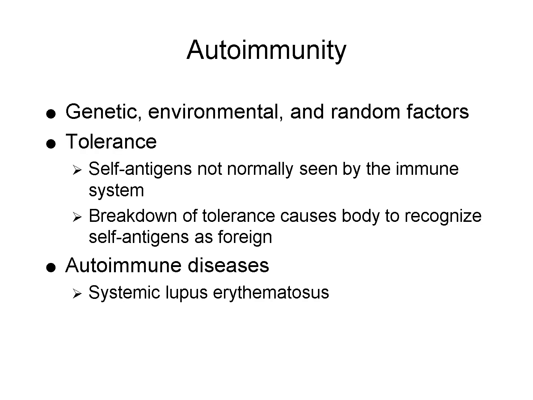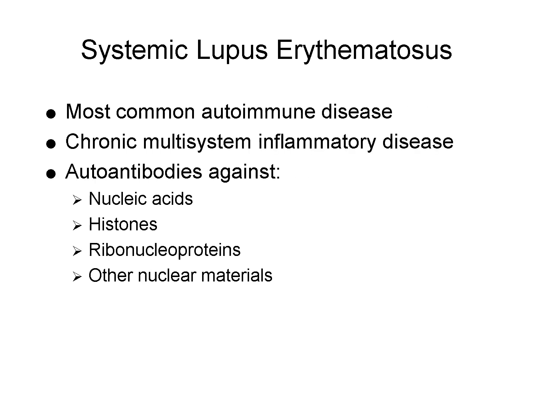Autoimmunity occurs when the immune system loses its ability to recognize the body's own cells and tissues as self. This loss of tolerance leads to immune attacks against normal tissues. Genetic predisposition, environmental factors, and random events all contribute to the development of autoimmune diseases. When self-antigens are mistaken for foreign invaders, the body's immune system launches an attack, resulting in chronic inflammation and tissue damage. Systemic lupus erythematosus, or SLE, is the most common autoimmune disease.